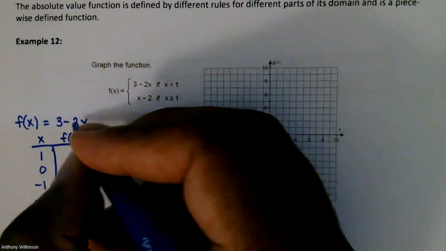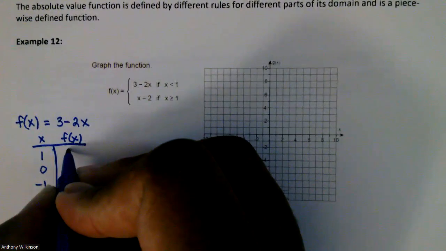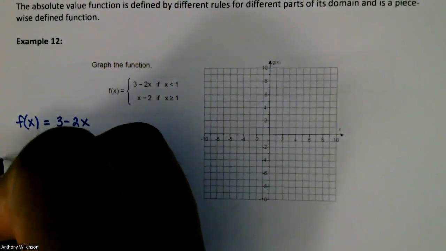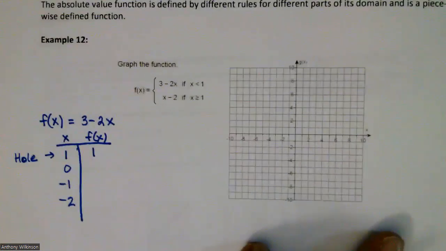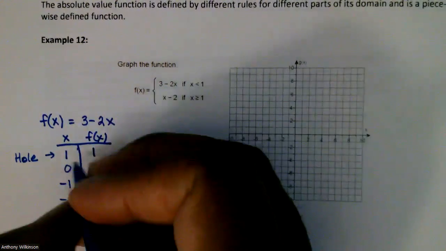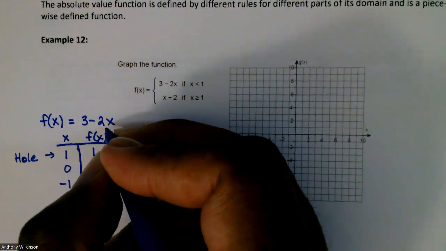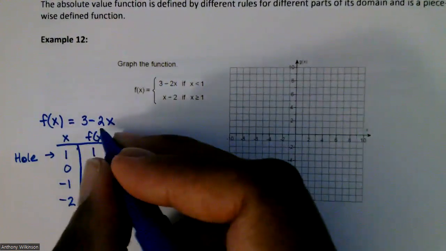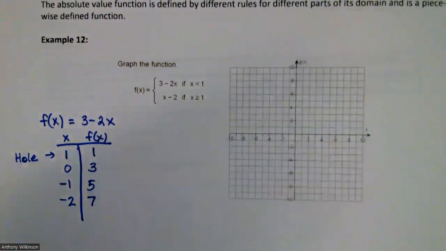So if x is 1, 2 times 1 would be 2, 2 from 3 would be 1. And I'm going to put right here the word "hole," because you're going to have a hole in the graph at the point (1, 1). Now if x is 0, 2 times 0 is 0, 0 from 3 is 3. For -1, minus 2 times -1 will be 2, 2 plus 3 will be 5. And for -2, minus 2 times -2 would be a plus 4, 4 plus 3 is 7.